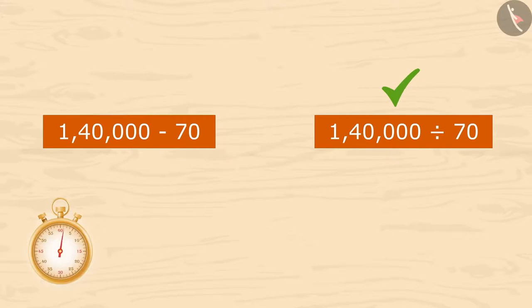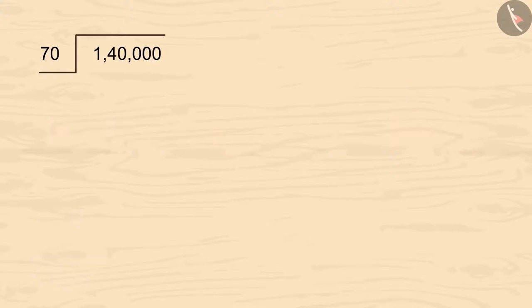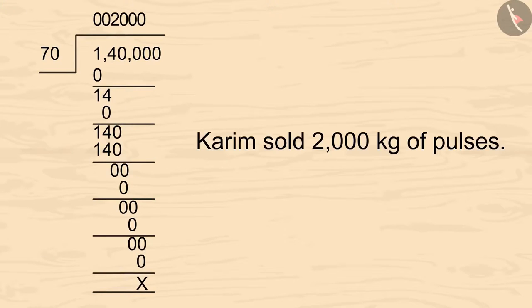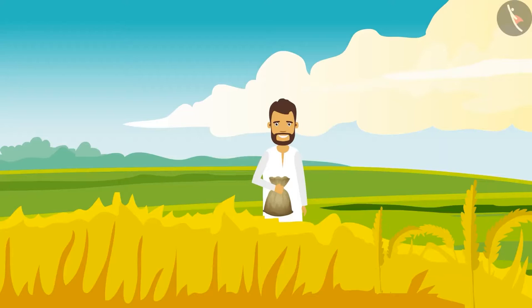Kids, you can pause the video and calculate it. On dividing 1,40,000 by 70, we get 2,000. So, Kareem had sold 2,000 kilograms of pulses in these 3 months. Now, let's see how much profit Kareem has gained. Kids, you can pause the video and calculate it.